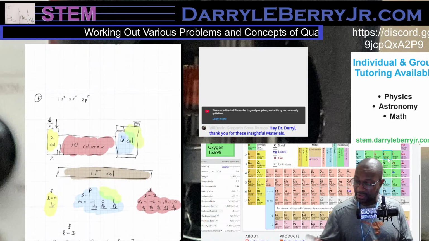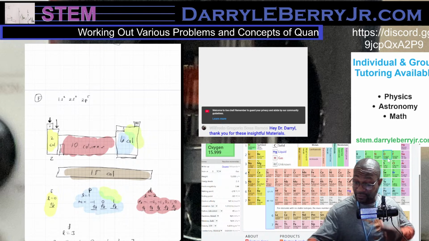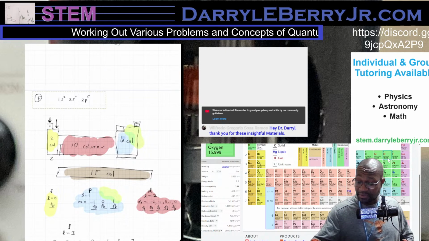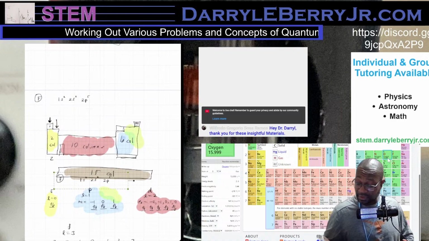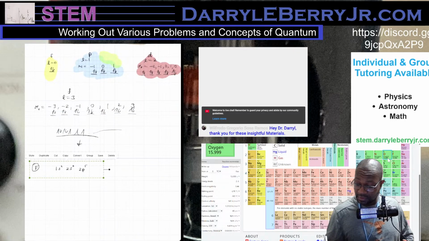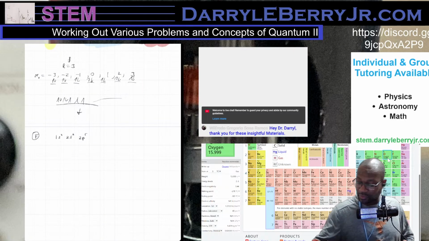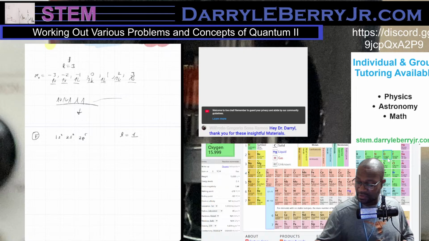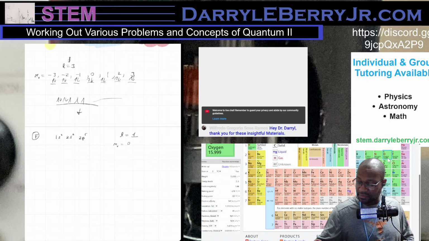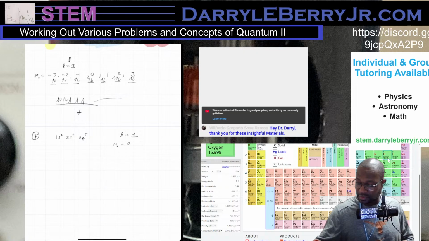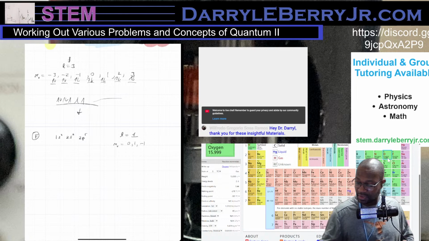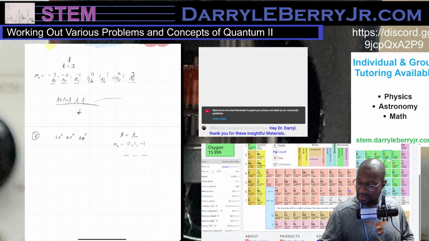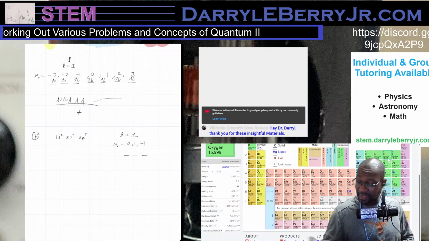So I feel the need to copy this down and just start our first page. So we're dealing with the configuration little l equals 1. So ML equals 0, 1, -1. So we have 3 places to put 6 electrons. We have some electrons. We have 5. We can see right there.